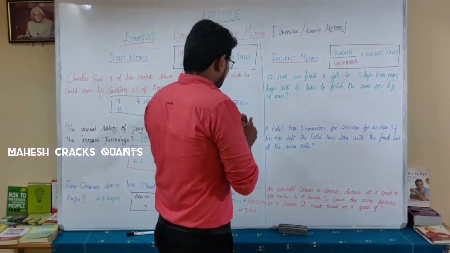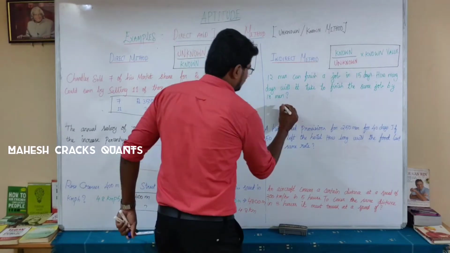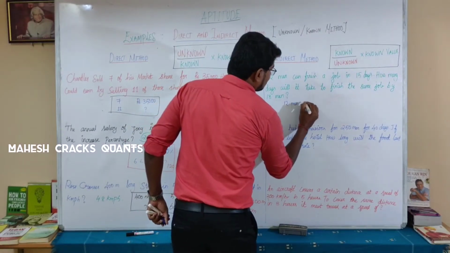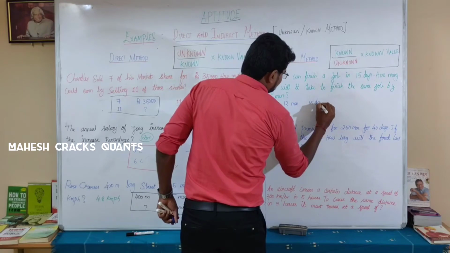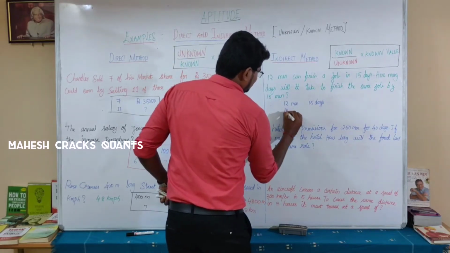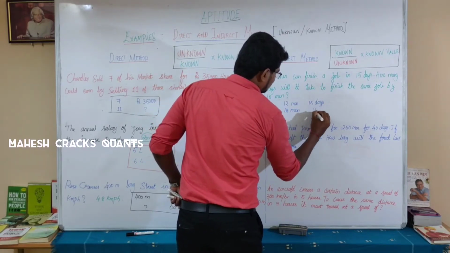We'll write down. First of all, you have to take down the values. 12 men, 15 days. 18 men, how many days?